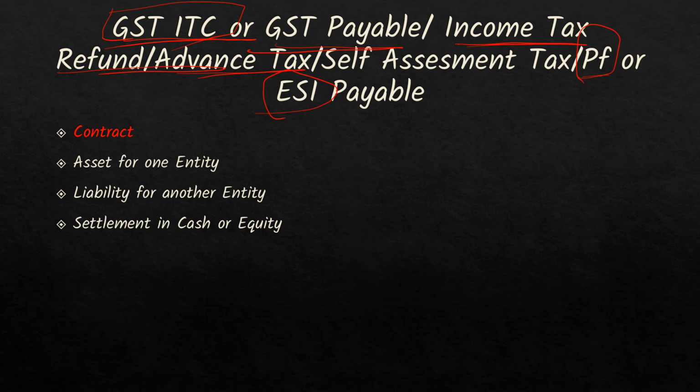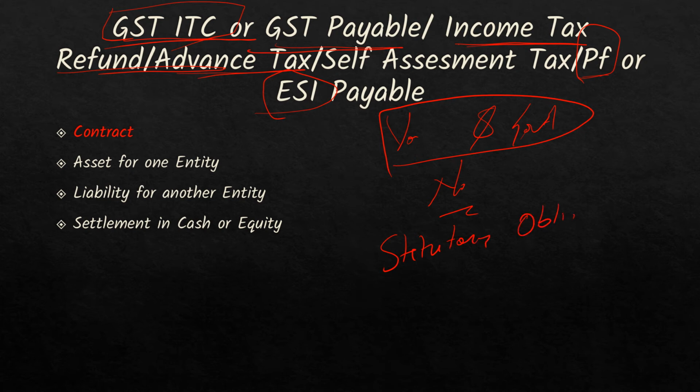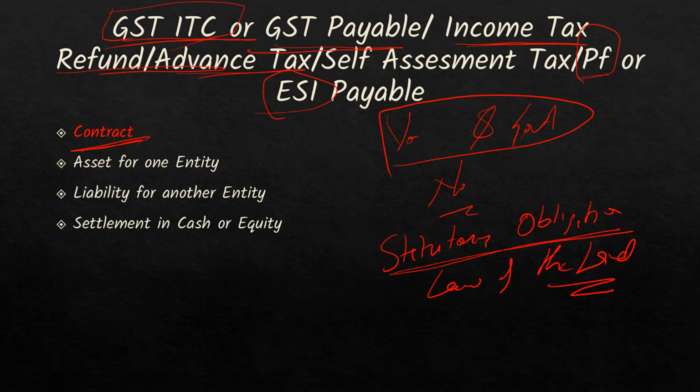So is that a financial instrument? Do you have a contract between you and government? Do you have a contract that you will be paying these amount of money? No, it is your statutory obligation. It is law of the land. There's no contract between two parties. It is your statutory obligation. So answer is no. So if answer is no, this is not a financial instrument.